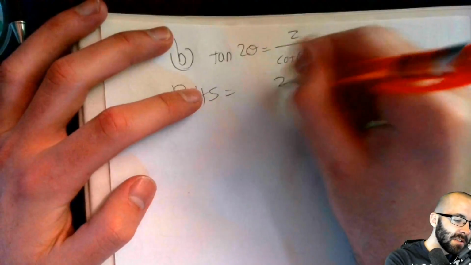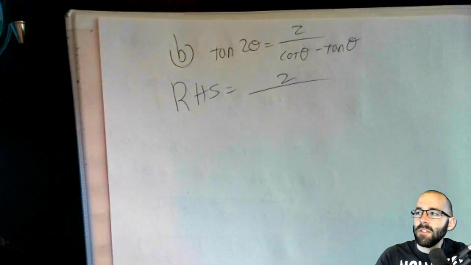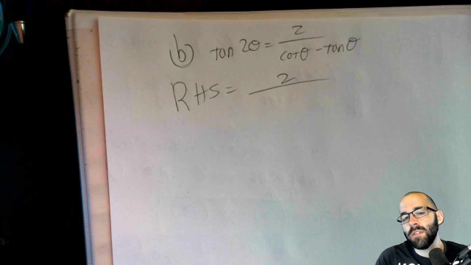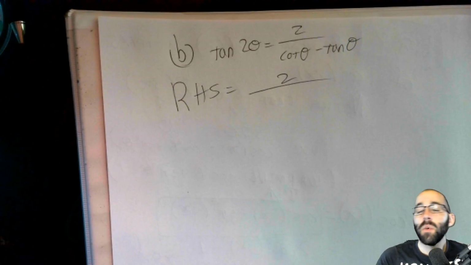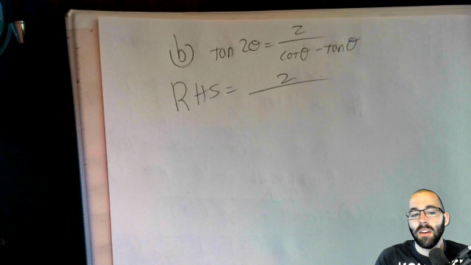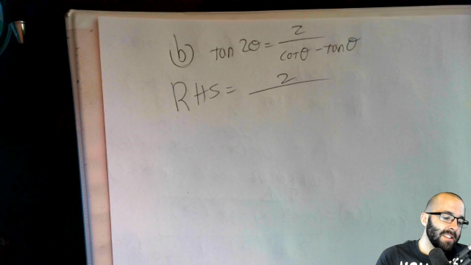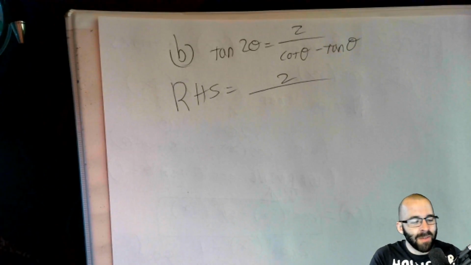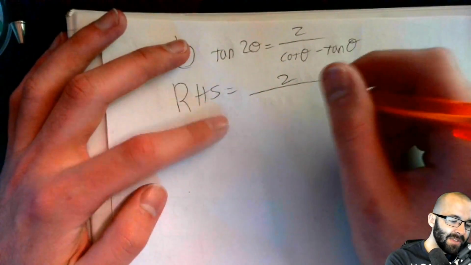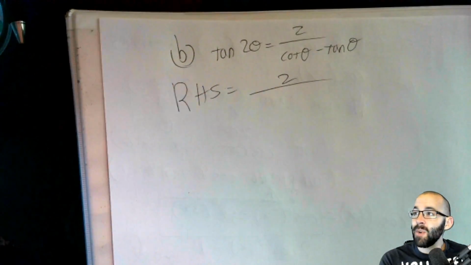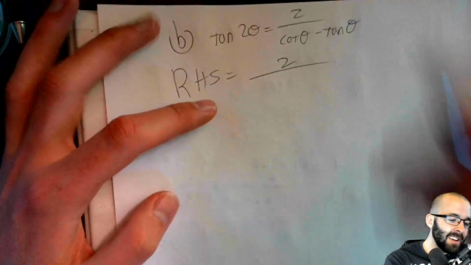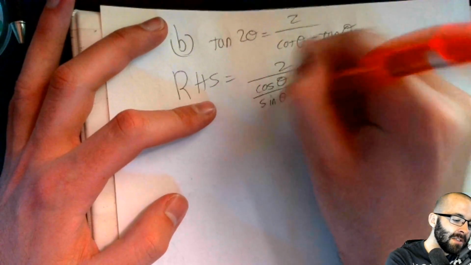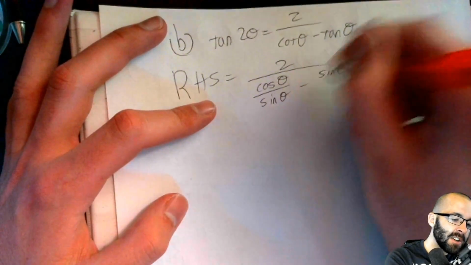So what are we going to do with this? 2 divided by cotangent. You have 2 options. One option is to put everything in sines and cosines. And that'll work. In this case, I kind of want to show it both ways. There's a bunch of different ways to do this problem, and they'll all get you to the right place. We have time. We're going to do it both ways. So let's put everything in sines and cosines. Cotangent is cosine over sine, minus tangent is sine over cosine.